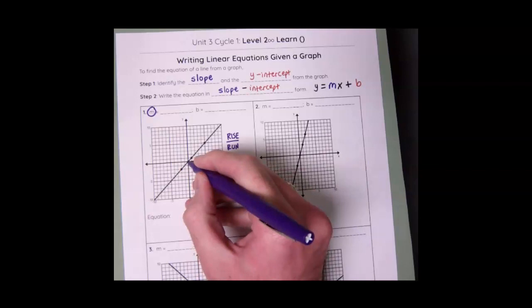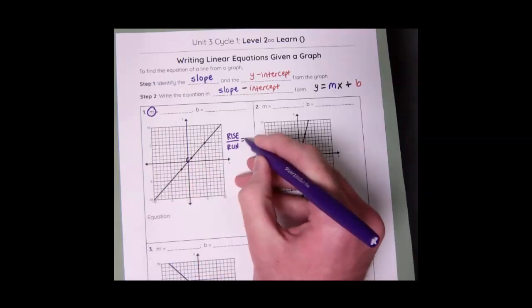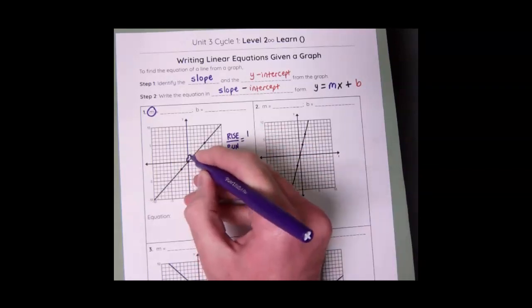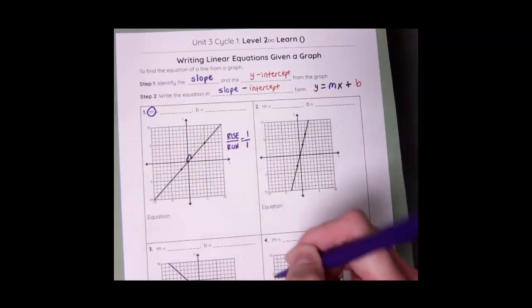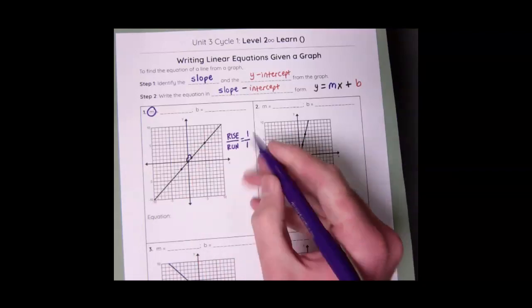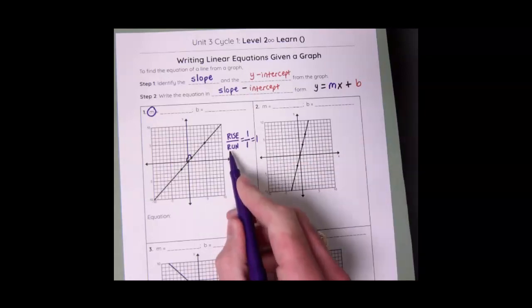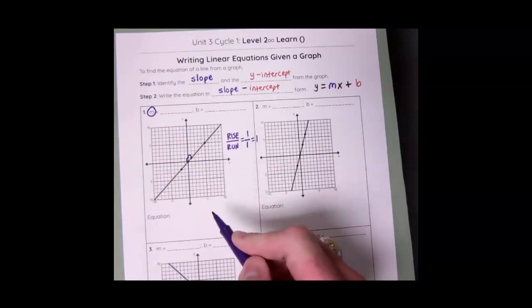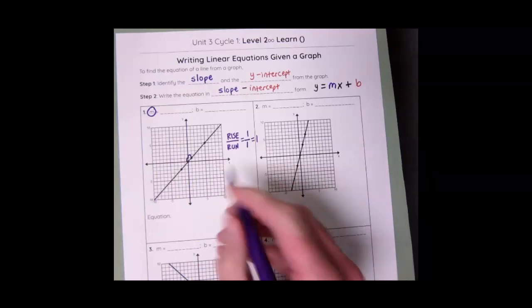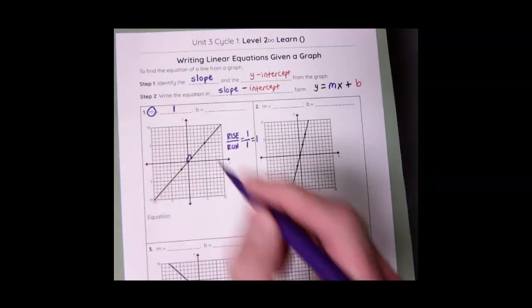So my rise would be up 1. My run would be over 1. 1 over 1 can be simplified to just 1. So my rise over my run in this graph is my slope. So my slope can be written as simply 1.